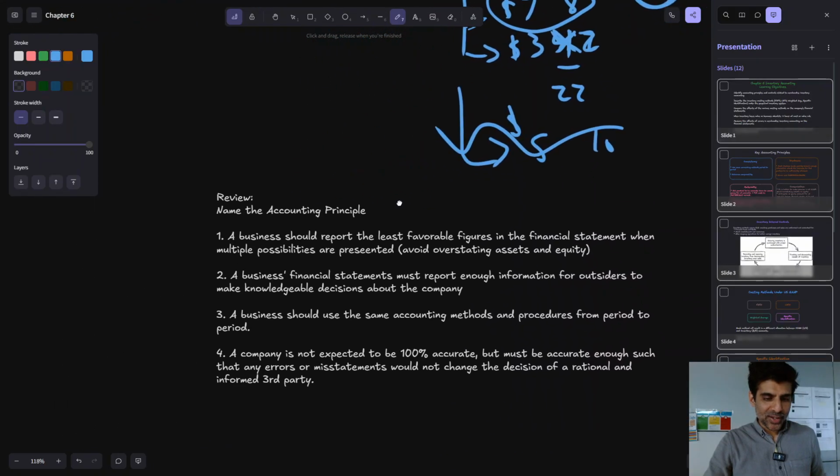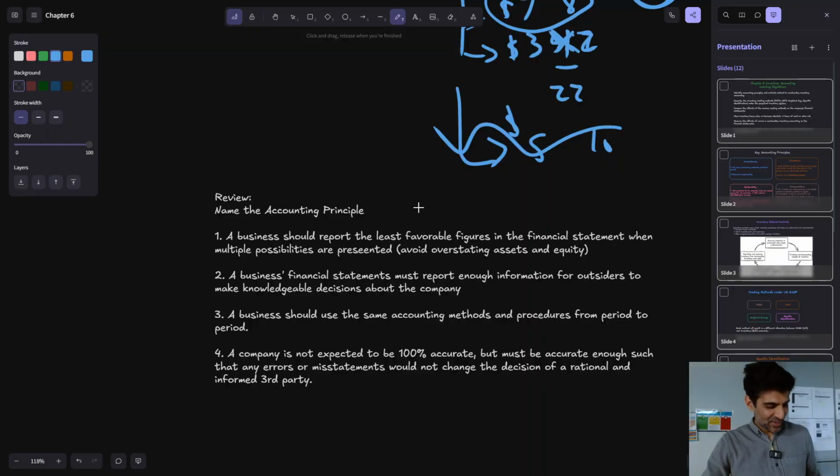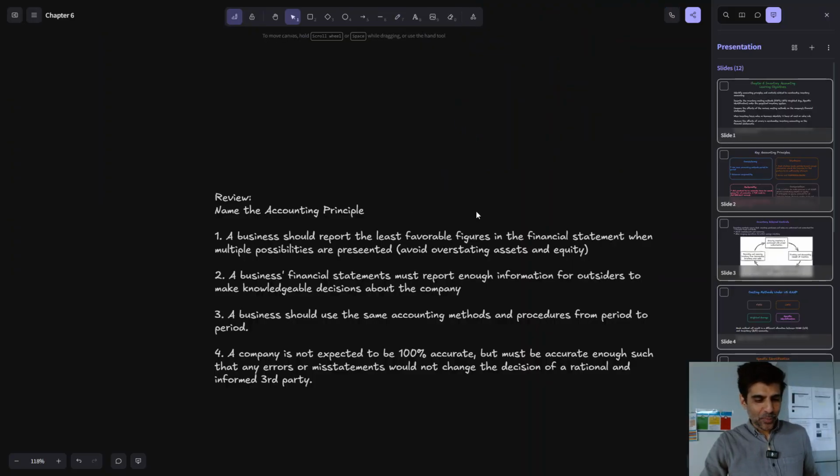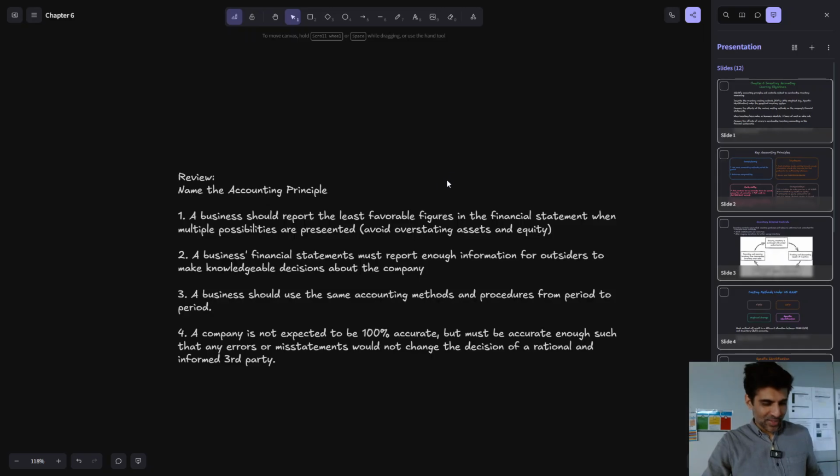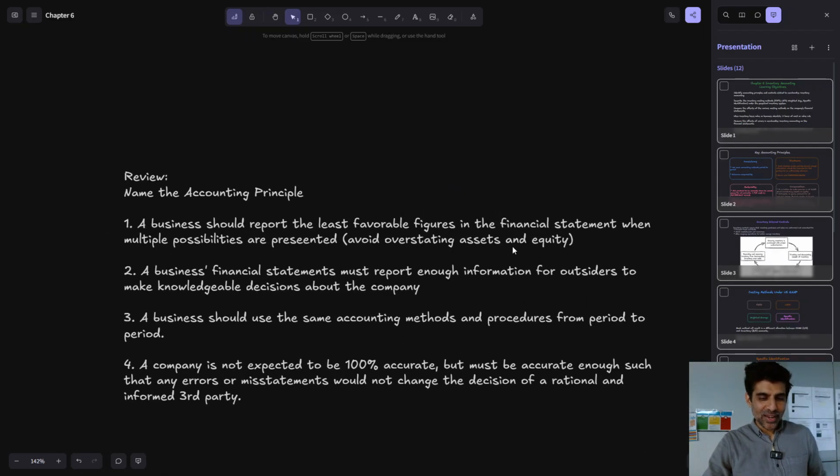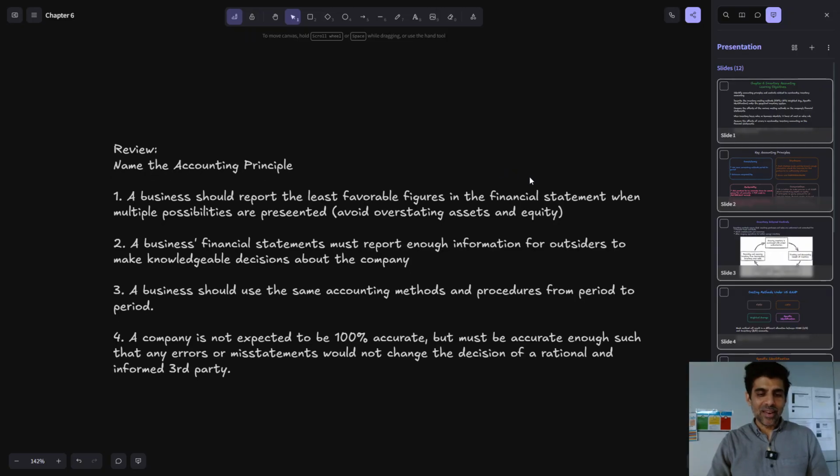Okay, so before we continue, here is a little review on the accounting principles that we talked about. So see if you retain this. See if you can read these and remember what the name of the accounting principle was. Okay, so take a couple minutes, see if you can do that.